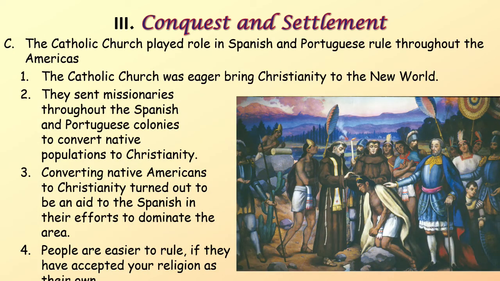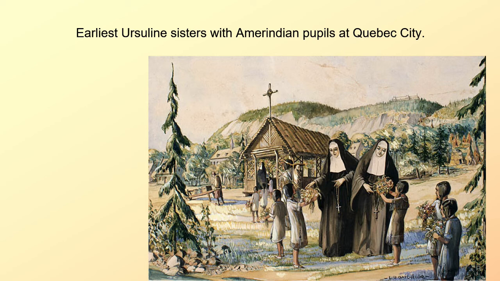The Catholic Church played a role in Spanish and Portuguese rule throughout the Americas. The Catholic Church was eager to bring Christianity to the New World, and they sent missionaries throughout the Spanish and Portuguese colonies to convert native populations to Christianity. Converting Native Americans to Christianity turned out to be an aid to the Spanish in their efforts to dominate the area. People are easier to rule if they have accepted your religion as their religion. We've got a picture here of the very earliest Ursuline sisters with Amerindian pupils at Quebec City.